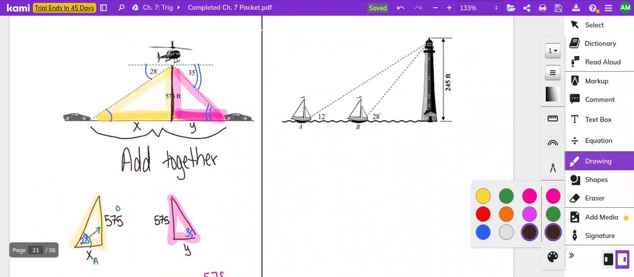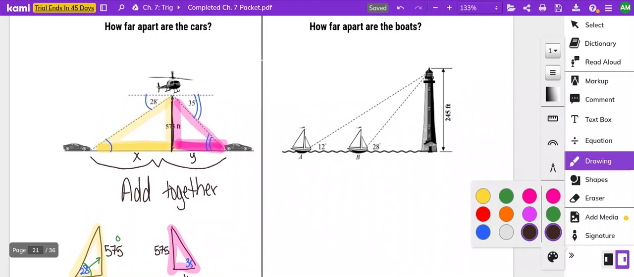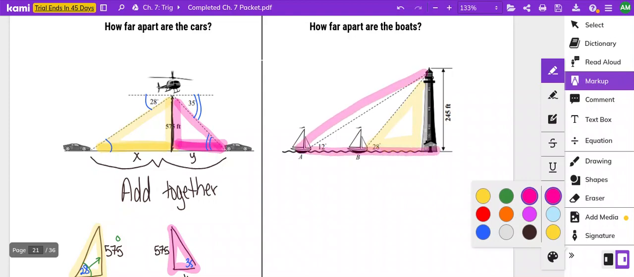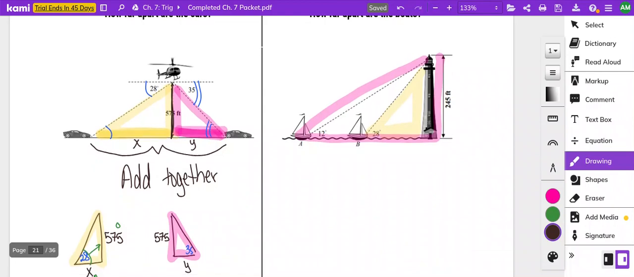Now how does this change if I look over on the left? How far apart are the boats? So for this question, when I look at my two triangles, I have this triangle here, and I have this larger triangle. How am I going to figure out how far apart they are? I'm looking for this distance. Notice I'm not looking for a whole like before. I'm looking for a part. So because I'm looking for a part, I'm going to need to subtract.